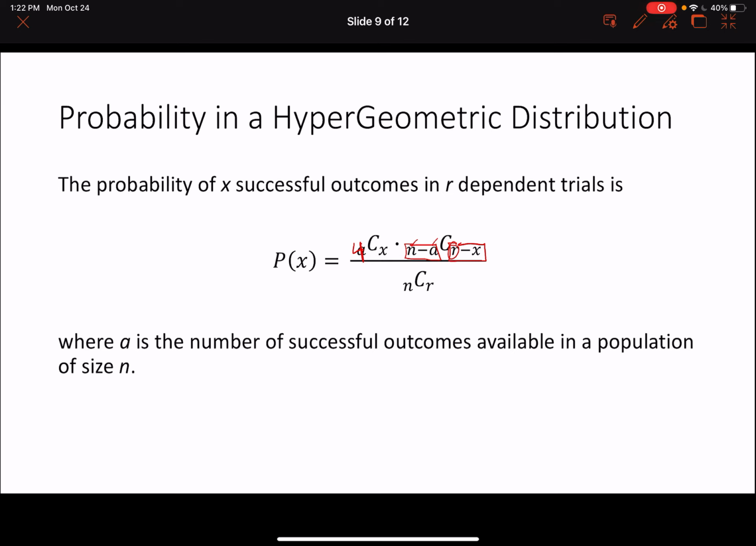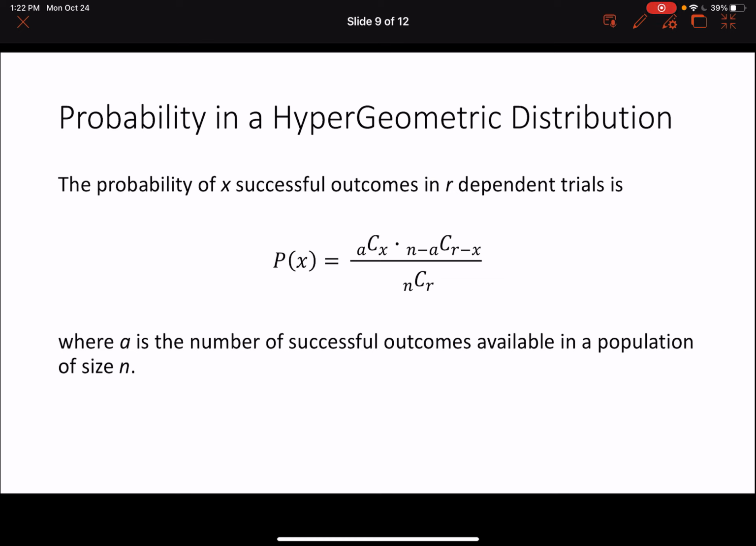It's basically the total number that you're going to select, the number of trials. R is the number of dependent trials, right? Subtracted by the number of successes. So it's basically the remainder. And then this is the total ways to do it. So it's just what we learned previously. It's just taking the number of trials and choosing the number of available successes. I think this is better explained with an example.